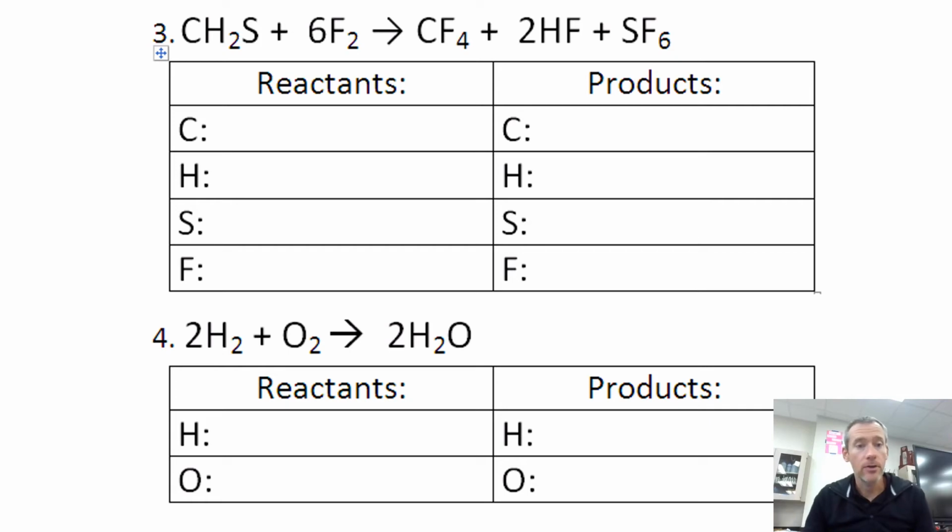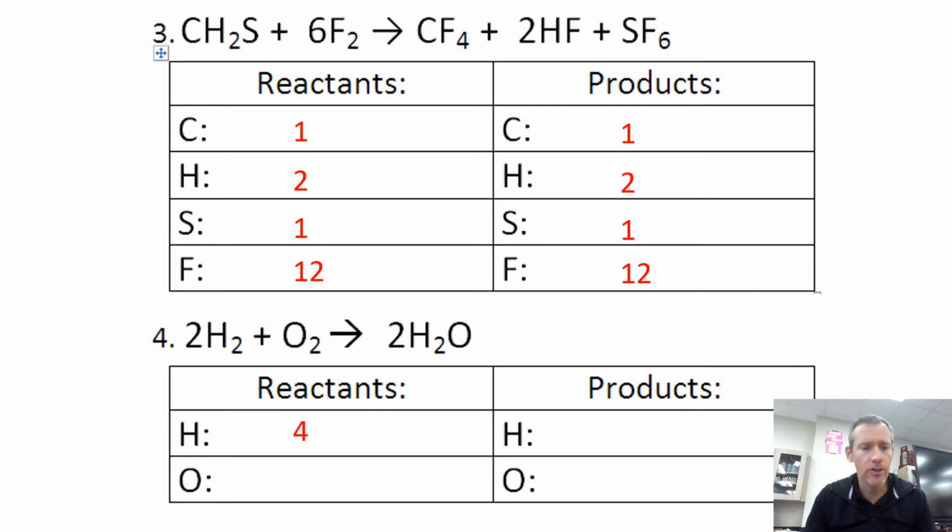All right, number 3. Let's see what you guys get. You get 1 carbon, 2 hydrogens, 1 sulfur, and 12 fluorines. And if it's balanced, it should be the same. You have 1 carbon, 2 hydrogens, 1 sulfur, and for fluorine, we have 4 plus 2 plus 6, so that is 12. There you go.